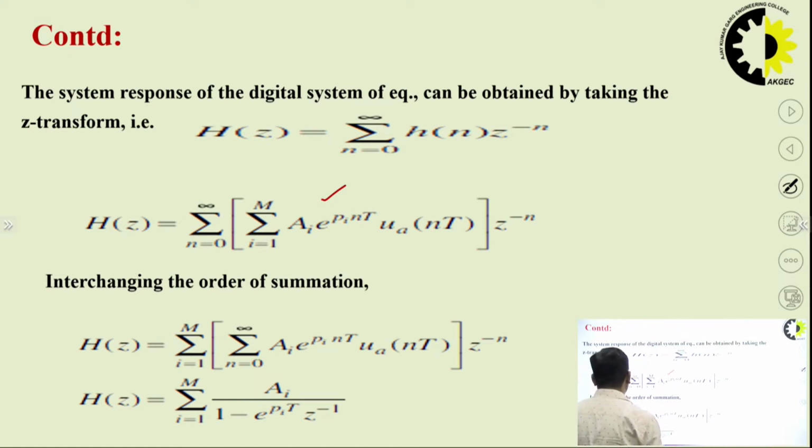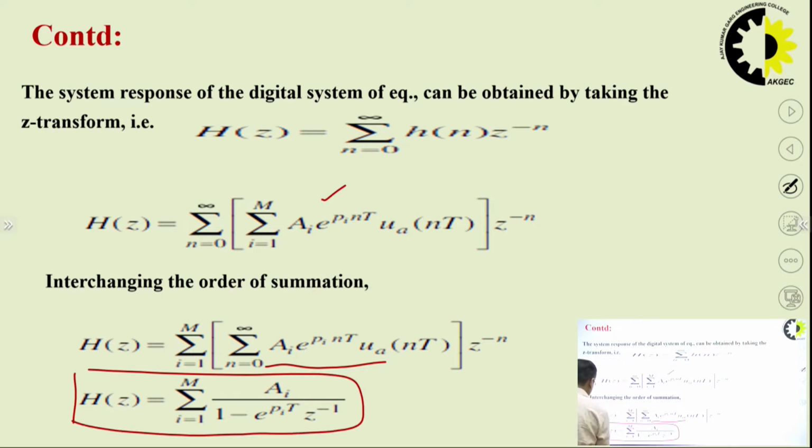So if you take the Z transform for this, then applying some formulas and calculation, you will get H of z is equal to this one. Summation from i equals 1 to m, ai upon 1 minus e to the power pi T into z to the power minus 1. So I am converting H of s into H of z by using the impulse invariant transformation method.